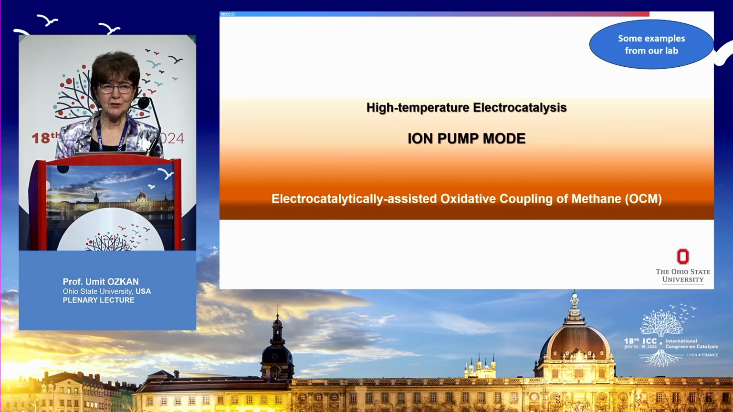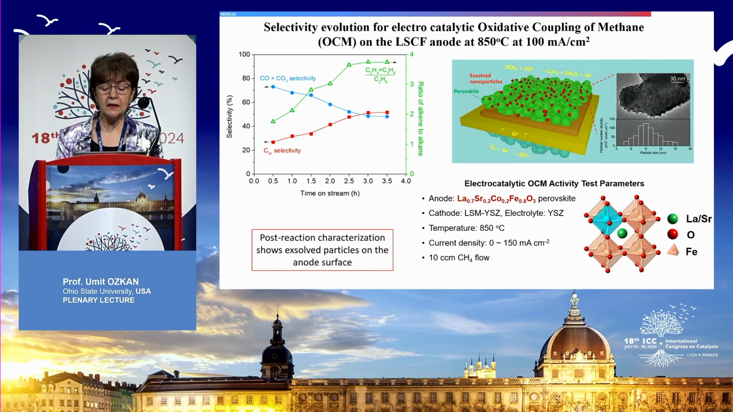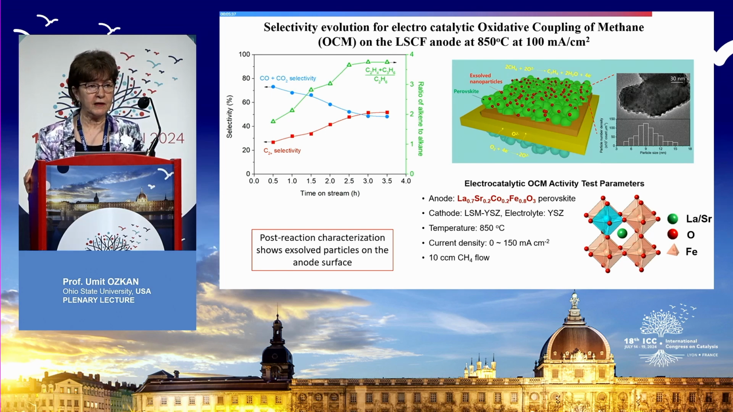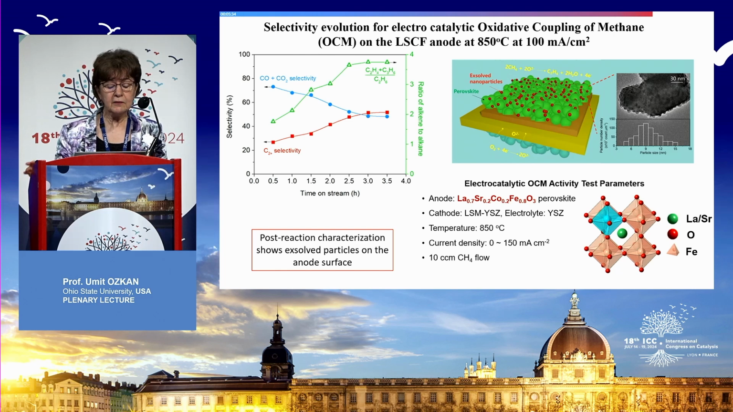Another example, and I promise this is the last example, is electrocatalytically assisted oxidative coupling of methane. In this case, we were using a lanthanum strontium cobalt ferrite perovskite. And one thing we have observed, and at first it was surprising to us, if we kept the cell online for some time, within a matter of hours, the C2 selectivity kept improving. It went from about maybe 20% to 50, 55%. And then the CO2 selectivity kept coming down.